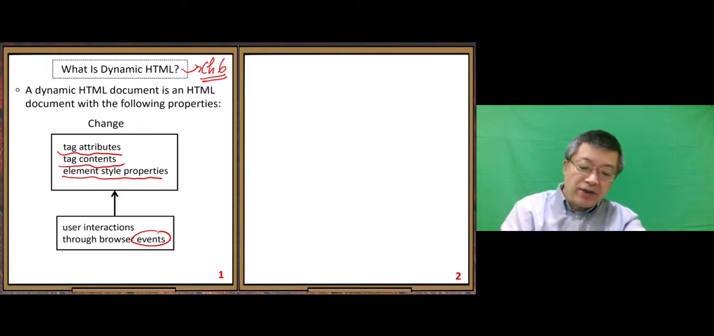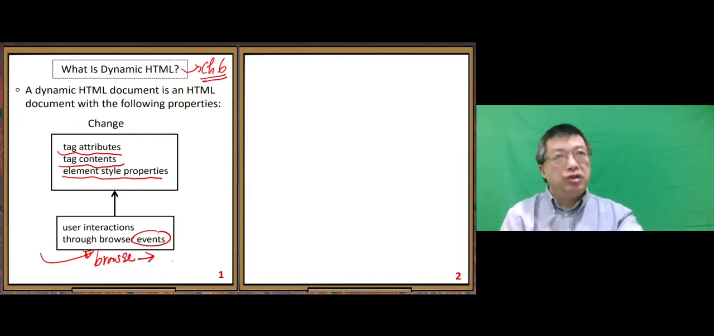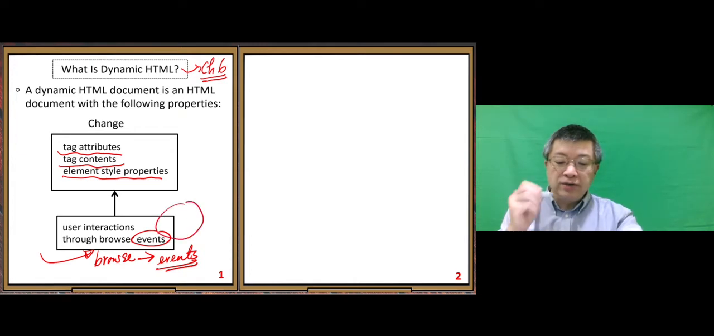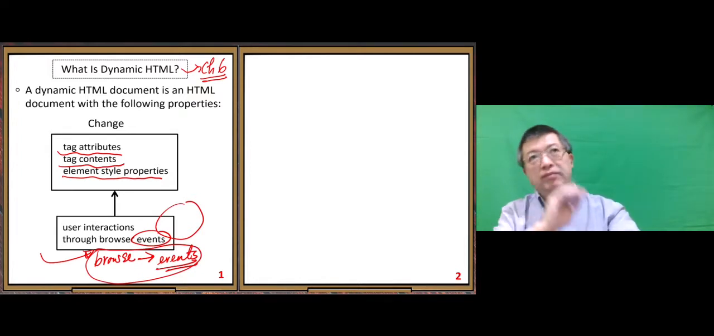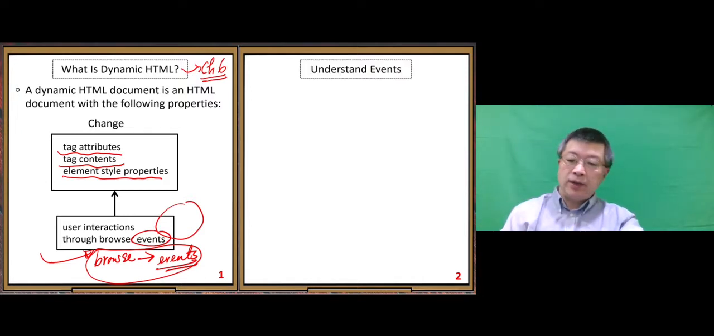But there is another thing, other than the user interaction. The browser can also generate some events. The user-triggered events are the most part. For some special situations, the browser could generate some events. So we will see that example.